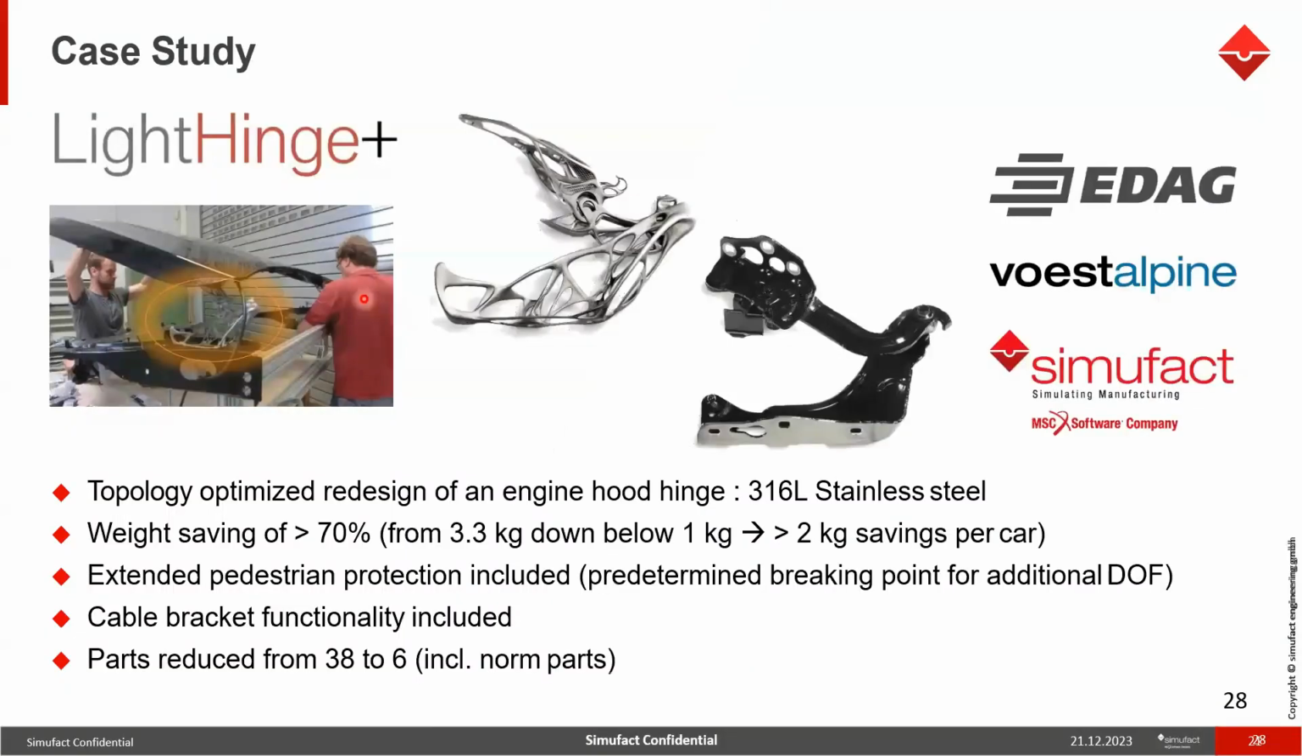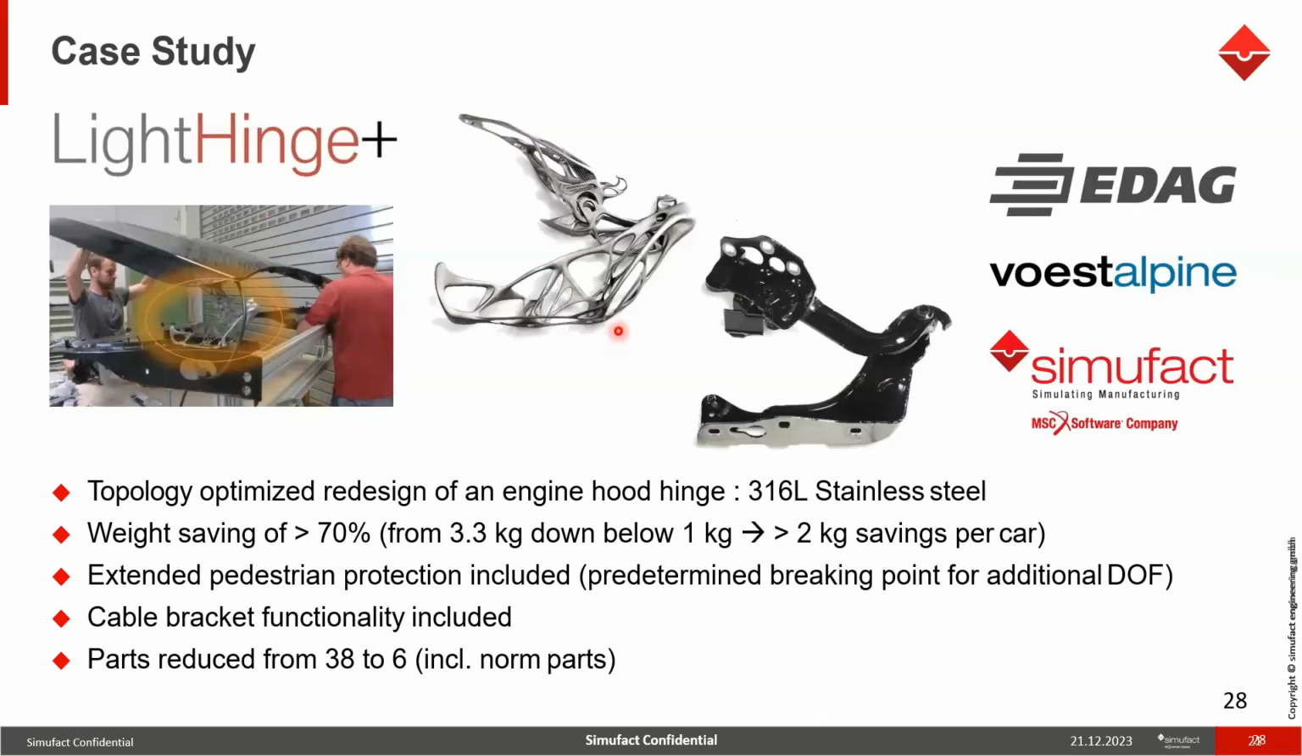Some case studies. Coming to some case studies where they have used such technologies to build some components. So if you see this part, it's a case study of a light hinge. This is a car hood where they keep these light hinge parts. Okay, so this is mainly used for passenger safety. I'll show you in the next slide how it functions.